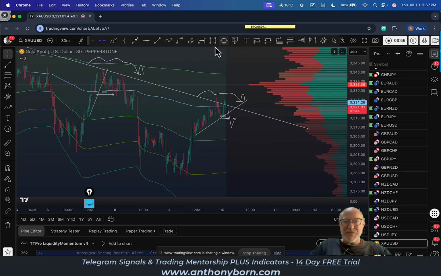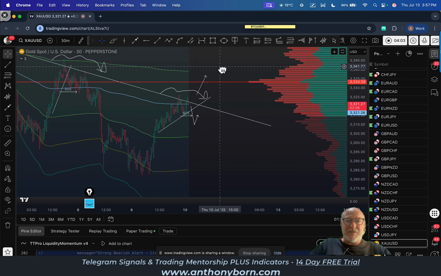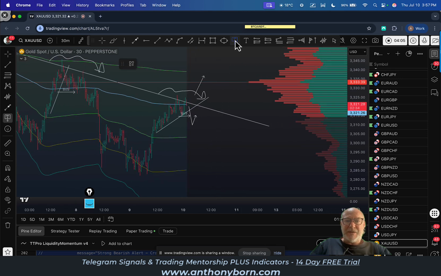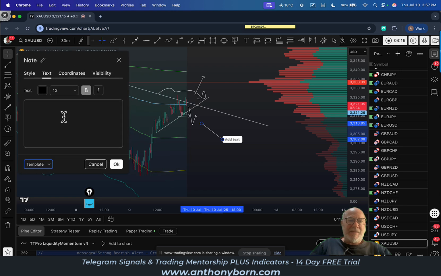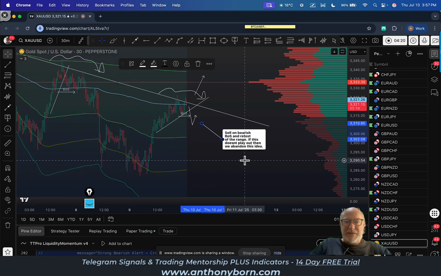Now, if it trades north, we abandon the idea. So the note will be, I've got it saved. We'll just grab it. Note: sell. Very clear, guys. Sell on bearish break of structure and retest of the range. This range, okay. If it doesn't play out, then we abandon the idea.